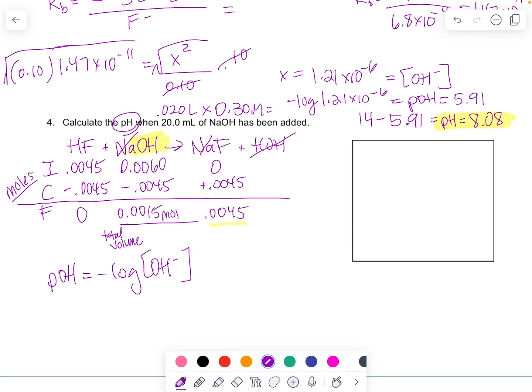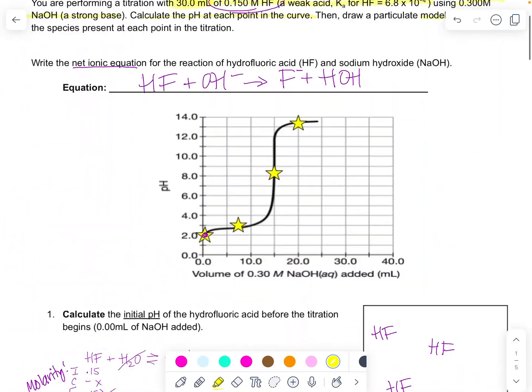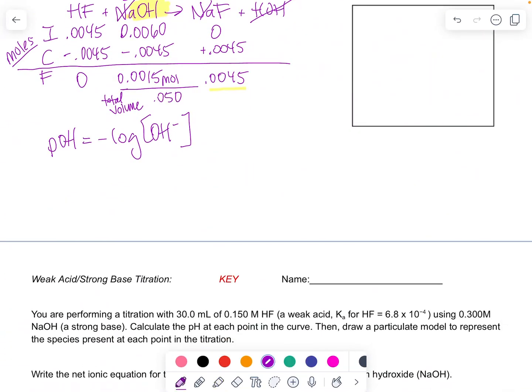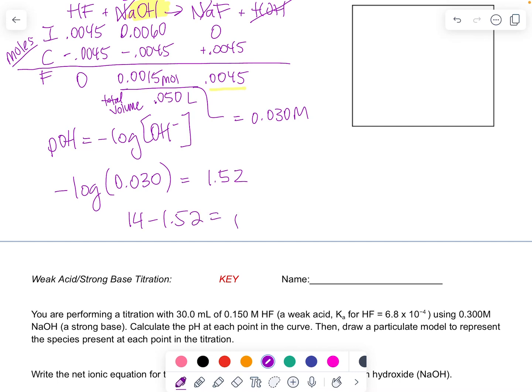So my total volume at this point, I have 20 milliliters of the base, and I started with, remember, 30 milliliters of the acid. That's a total of 50 milliliters. So 0.050 liters. So I get a molarity of 0.030 molar. So I'm going to take the negative log of 0.030. And I get 1.52. And 14 minus 1.52 will give me my pH, which is 12.48.